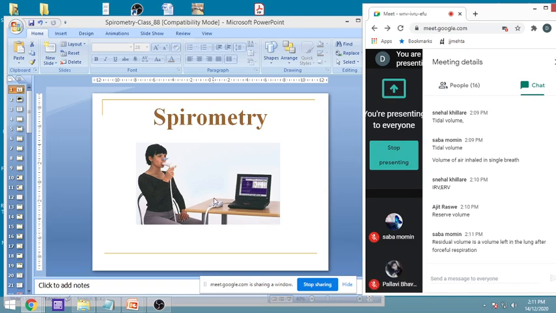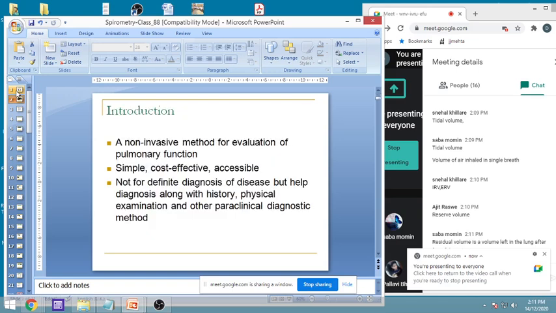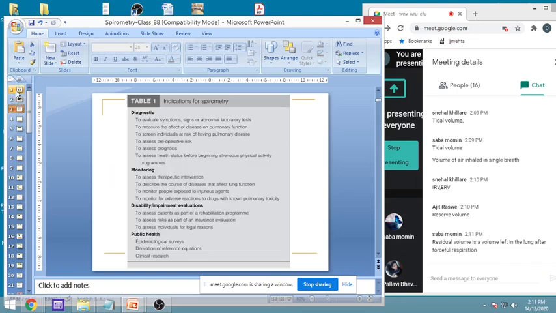So you know about spirometry. It is a non-invasive method of evaluation of pulmonary function. It is simple, cost effective, and accessible, and it does not give a definite diagnosis, but it helps in making a diagnosis with other diagnostic methods like chest X-ray and other methods we are using. So this is not the only method, it is an additional method along with other methods.